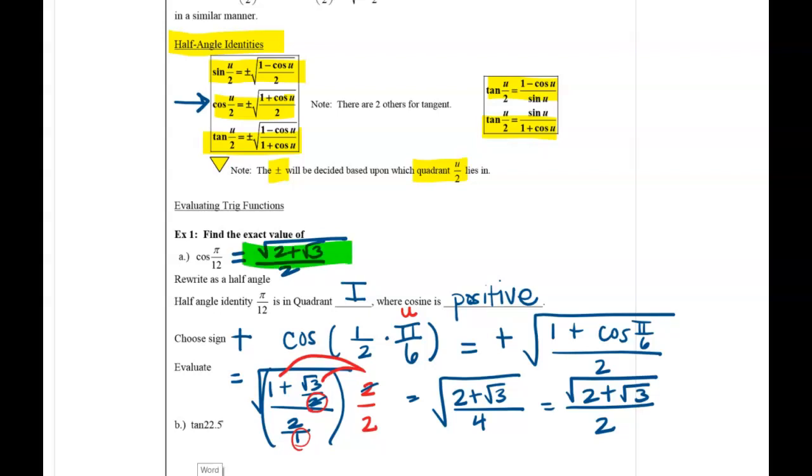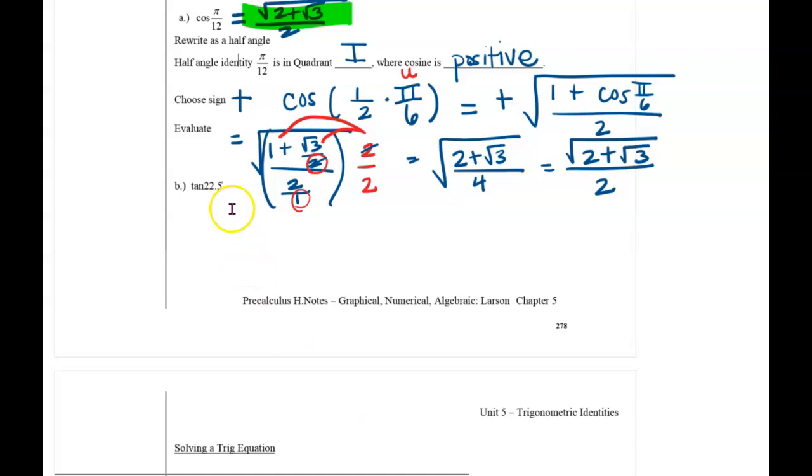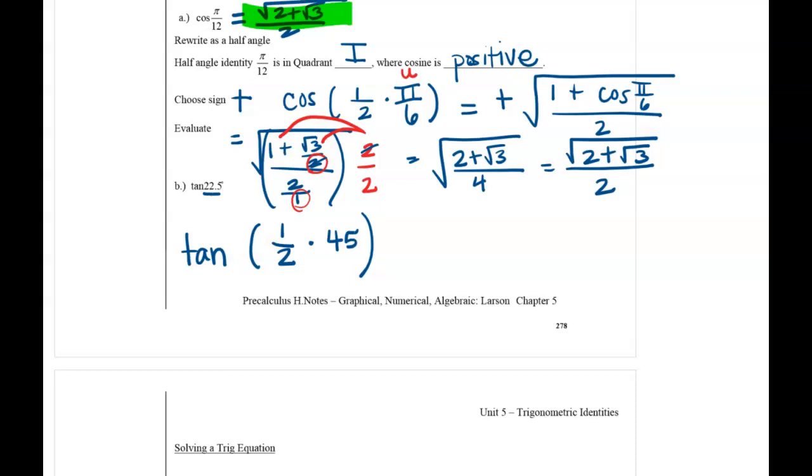All right, let's find the exact value of the tangent of 22.5 degrees. So again, we're going to have tangent, and we're going to use the half angle formula. So here's the half angle, and we want to get 22.5. So really what you do is you double it, and that's 45. So now let's go back and see if we get the original. Half times 45 is 22.5. So in the formula, the u is going to be 45 degrees.